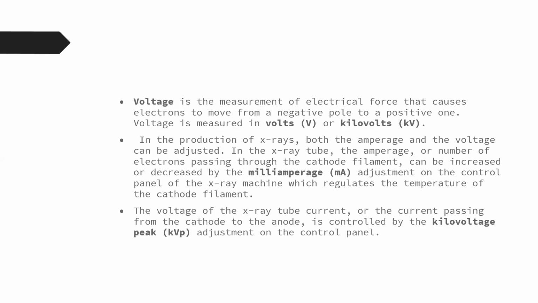Now, remember I said that the machines long ago had this particular setting. However, the machines that are produced now, it is preset. All right, you won't see a direct controller for this milliamperage adjustment. All right. Now the voltage of the X-ray tube current, passing from the cathode to the anode, is controlled by the kilovoltage peak adjustment on the control panel.